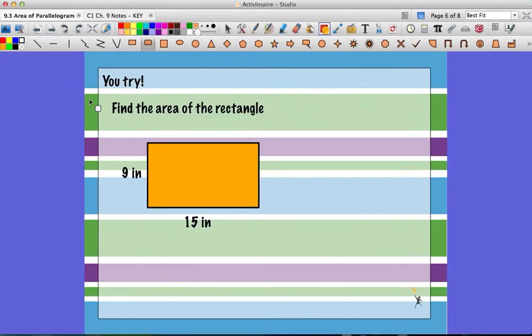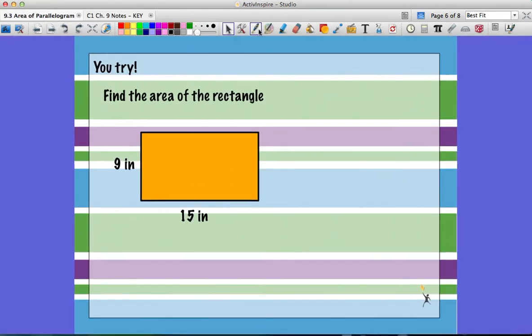So if we go to our examples, the first one we're going to do, and I will do both of these with you, is a rectangle that has a base of 15 inches and a height of 9 inches. So area equals base times height. The base is 15, the height is 9. 15 times 9, I can do that over to the side. 5 times 9 is 45. Carry the 4. 1 times 9 is 9, plus 4 is 13. The area of this shape is 135.